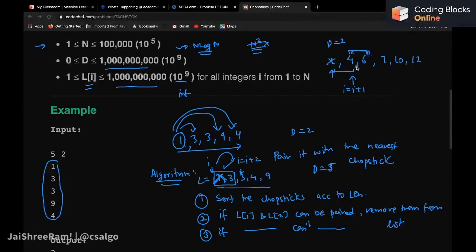Yes, we can pair. So you form one pair. Go to the next position, I equal to I plus 2. Okay. Can you pair 7 and 10? No, we cannot pair. Skip this one. Go to the next position, I equal to I plus 1.